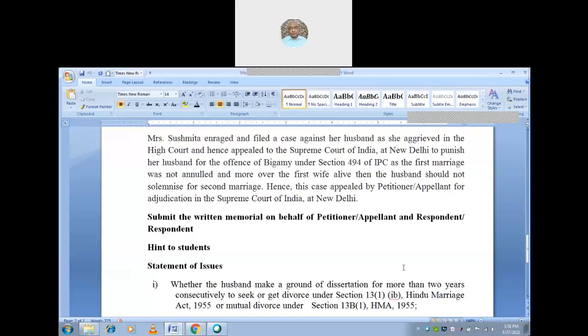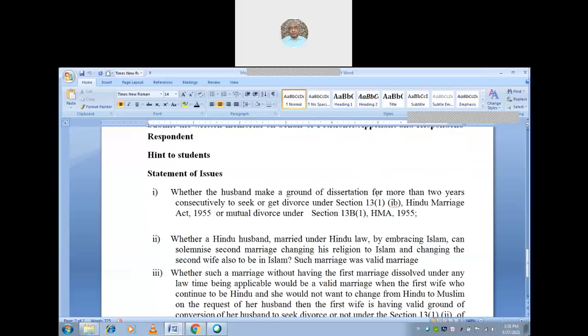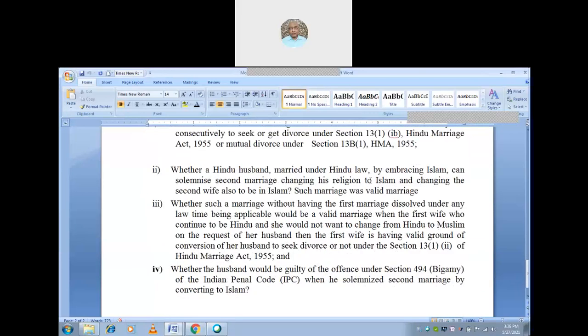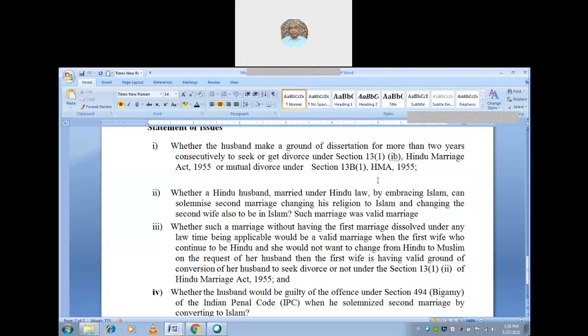If you say the appellant, the answer who is going to give is the respondent, we can say. And here for the hints I have given the statement of the issues. Statement of the issues are concerned, and here I made 4 issues generally, but some of the issues are very close to one another, interwoven also, we can say.